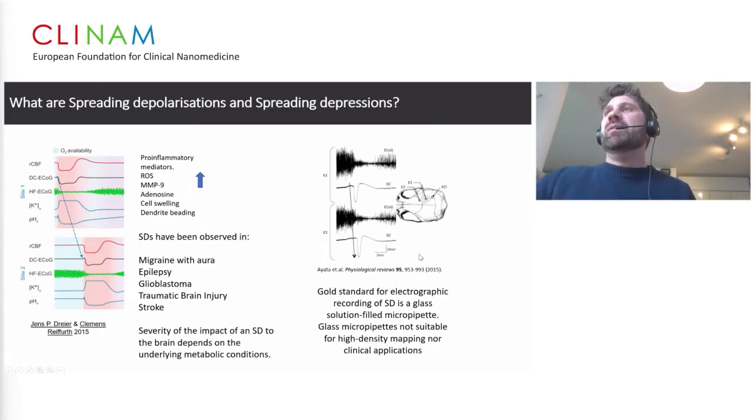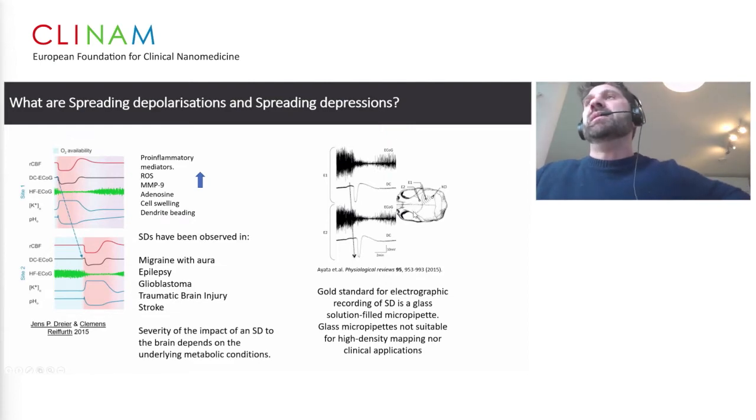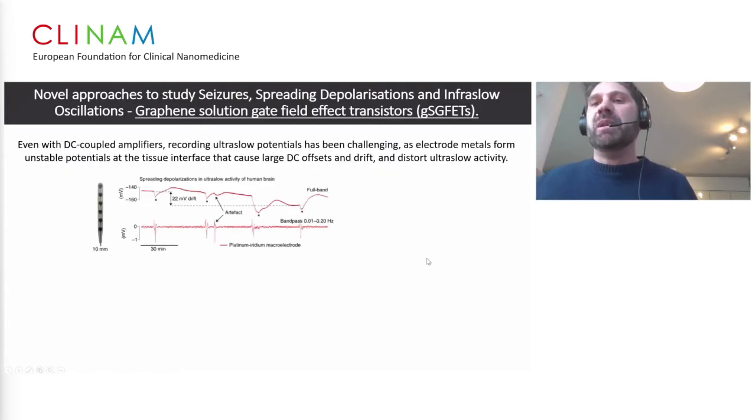Now, this really is only suitable for doing studies in anesthetized animals. You're going to lack spatial resolution because you're only going to be able to insert one or two, maybe three or four micropipettes. So you won't have the mapping capabilities, but also in terms of trying to do awake recordings, sticking a lot of glass electrodes into the brain is not good. And clearly there are translational issues here.